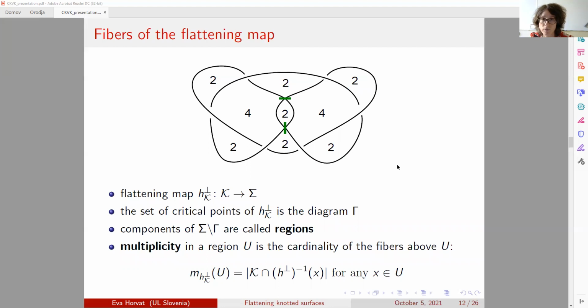Once we have these multiplicities, we may endow our diagram with them. And this is seen here in the case of the spin of the trefoil knot. So it's easy to see that since we have closed embedded surfaces, the multiplicities will always be even numbers.